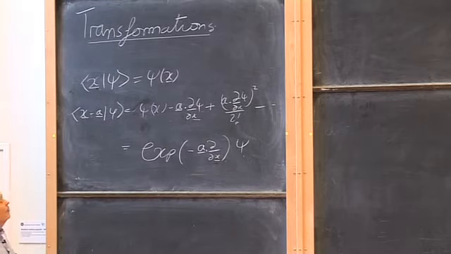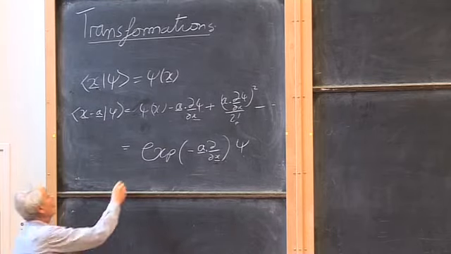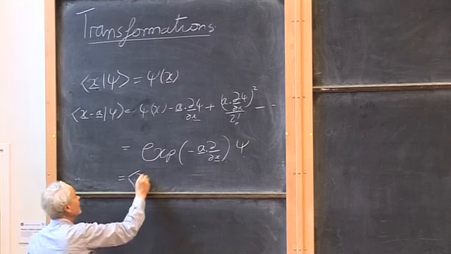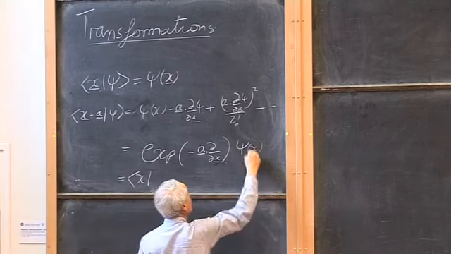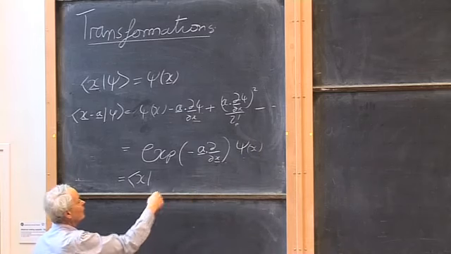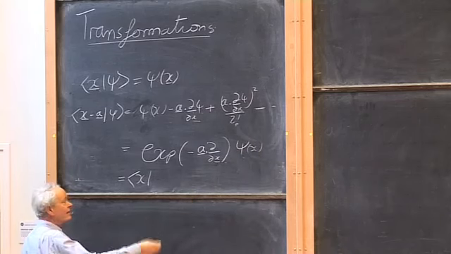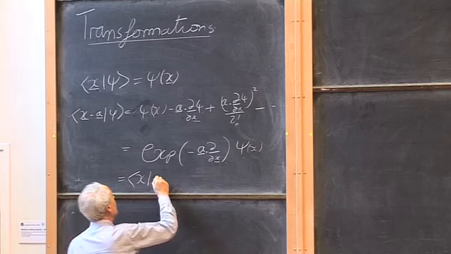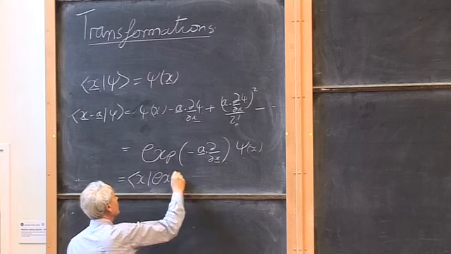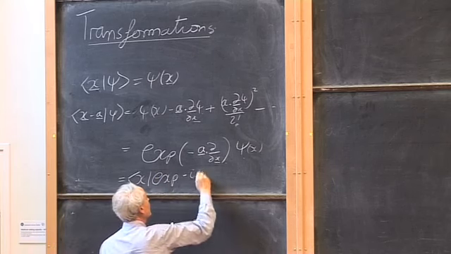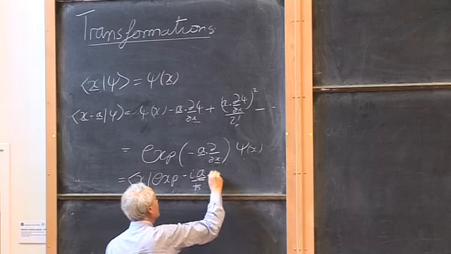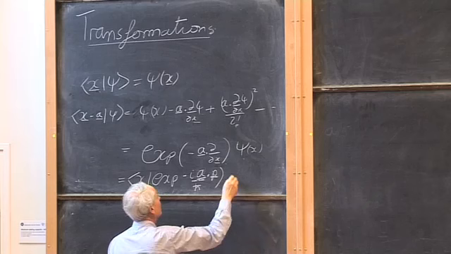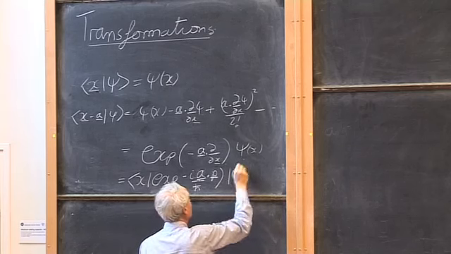But we notice that this can also be written as x working on psi of x. This can be written by the rules of operators and the definition of p as the exponential of minus I a dot p over h bar operating on the ket psi.